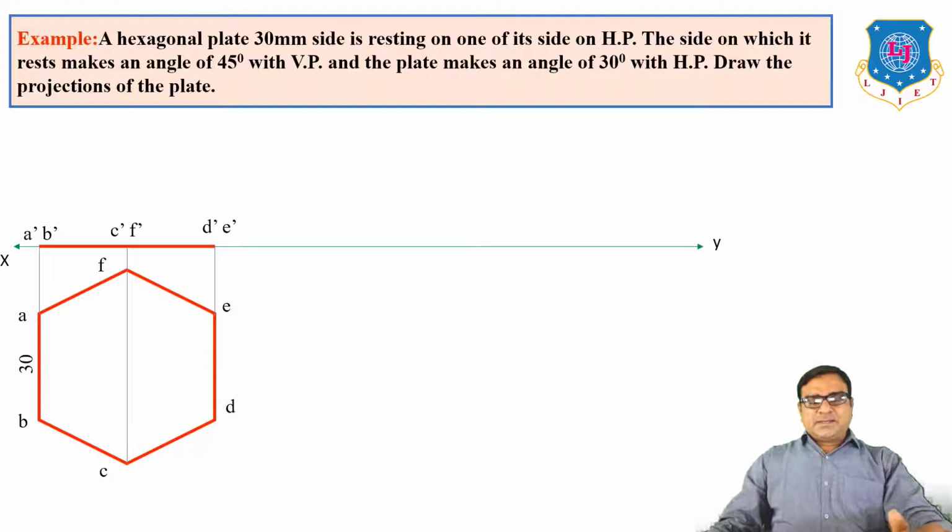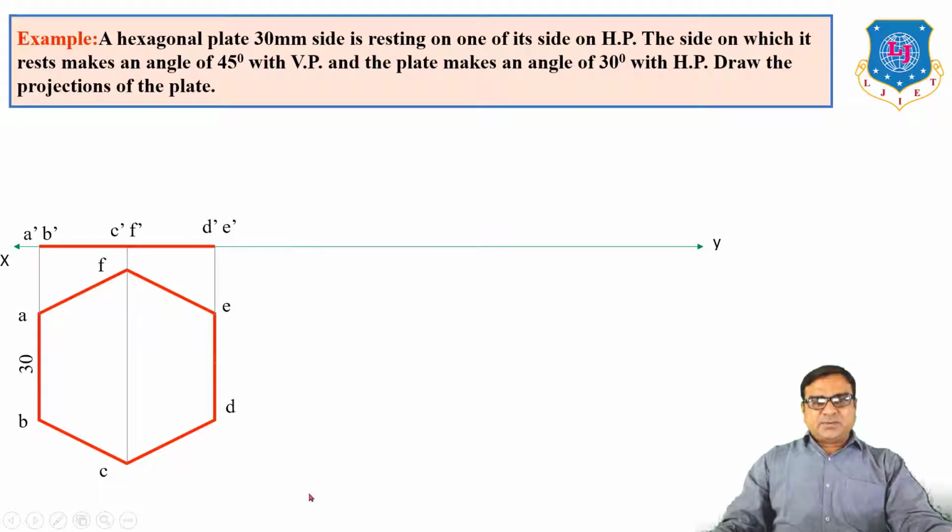Now our next stage is always surface inclination with HP. So here in the data we have given the plate makes an angle of 30 degrees. Plate makes an angle means the surface of the plate is inclined 30 degrees and one of its sides is in HP. So which side is in HP?